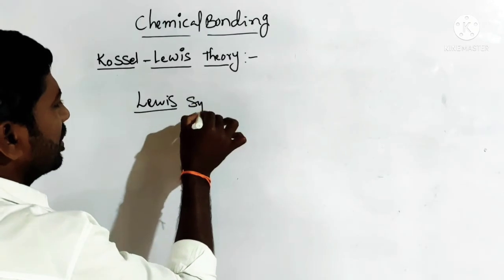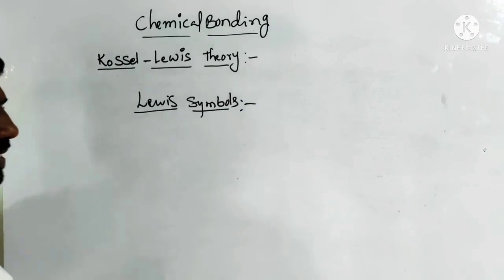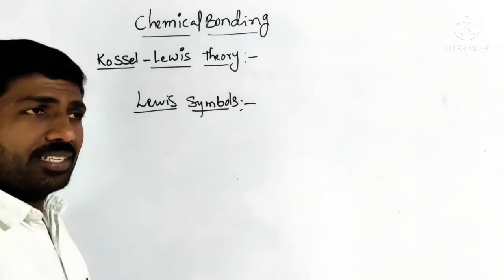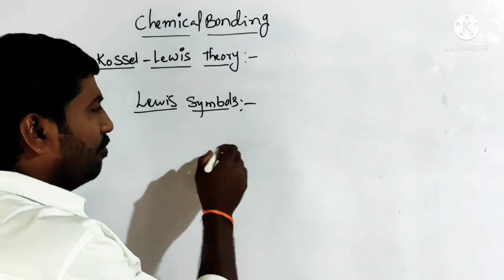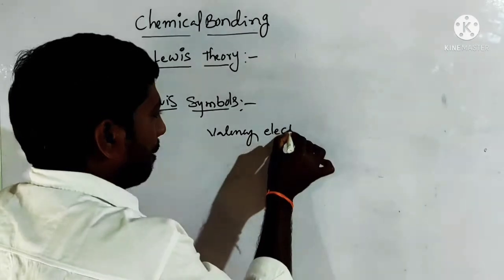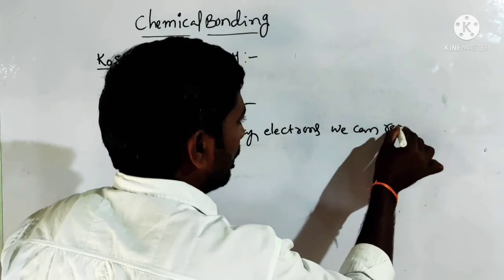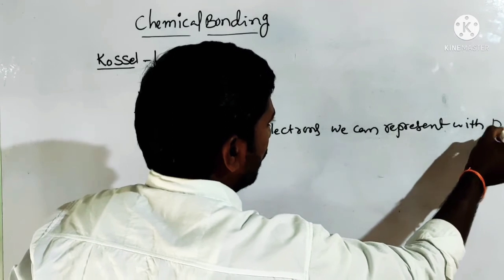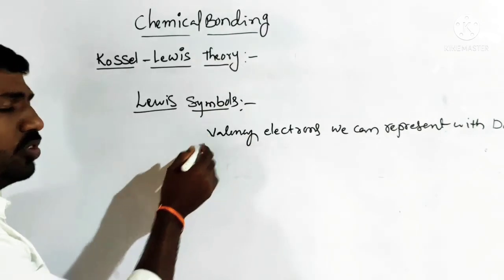Lewis symbols. What is the Lewis symbol? Kossel and Lewis said that some electrons are transferred and some electrons are shared. Already we know that. Next, valency electrons we can represent with dots surrounded by that atom.